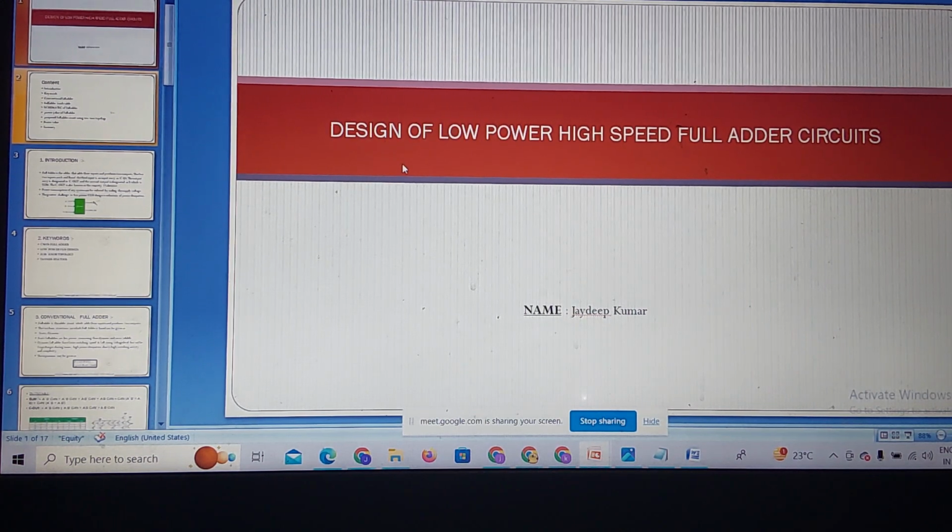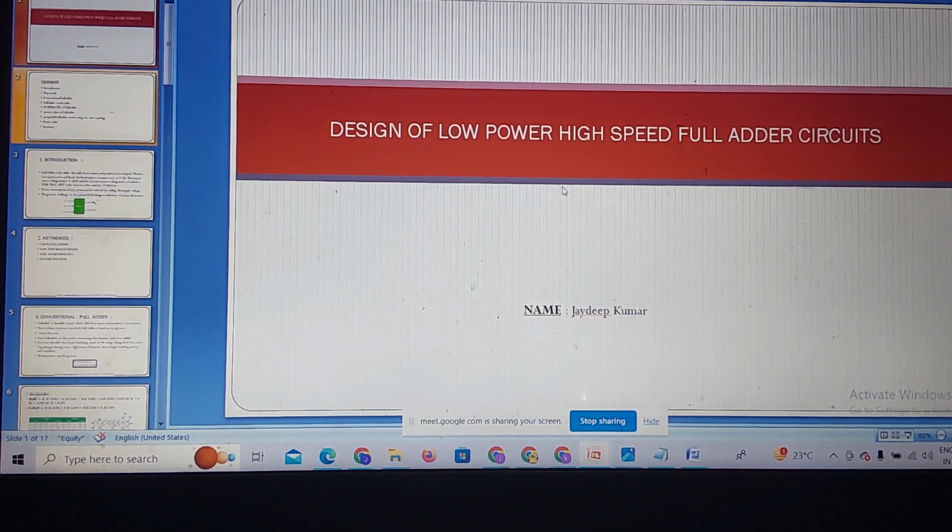Good afternoon, ma'am. Good afternoon, all of you. Today's topic is the design of a low power, high speed full adder circuit, and the applications of the full adder. The full adder basically works as an arithmetic adder and is also used in subtraction circuits. In industry we demand a low power consumption and high speed adder.